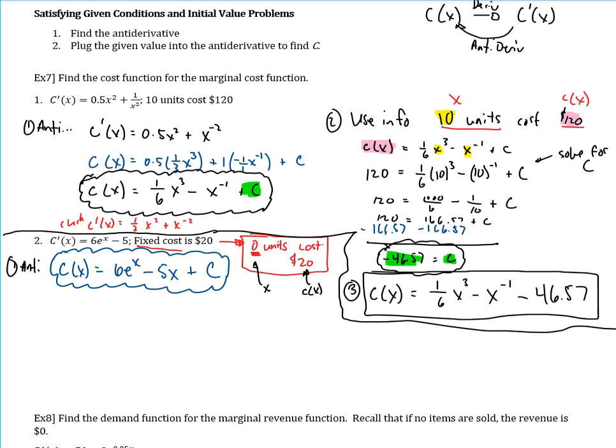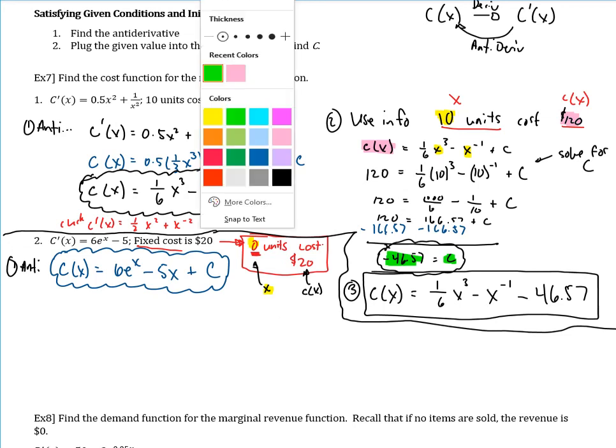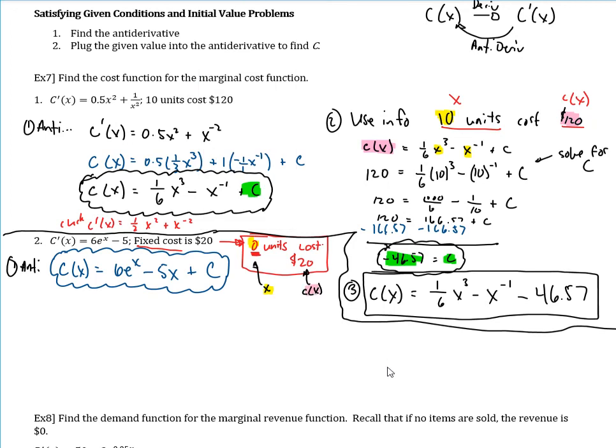So just like the last one, we'll plug it in. So the x is 0, so we'll change all those x's to zeros, and then we'll change our whole cost function into 20. Okay, so now step 2, we're using the info. So we're saying this whole thing right there is 20 equals 6e to the 0, so x is 0, minus 5 times 0 plus our capital C.